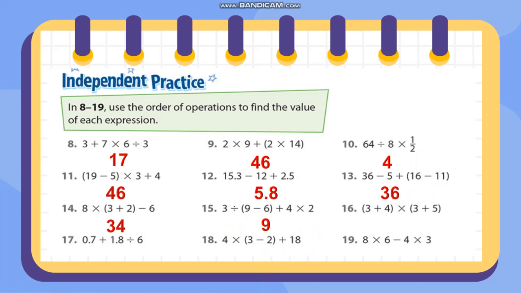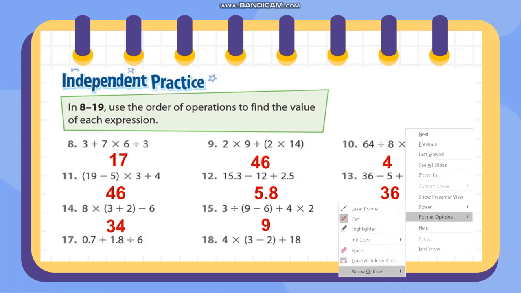Let's continue. Question number 16. The parentheses 3 plus 4 multiplied by the parentheses 3 plus 5. Here there are two parentheses, so we evaluate the given expression from left to right. Since inside both parentheses are additions, we add 3 plus 4, that is equivalent to 7. Then we copy the operation, which is multiplication. So 3 plus 5 is equivalent to 8. And 8 multiplied by 7, or 7 multiplied by 8, is equivalent to 56.